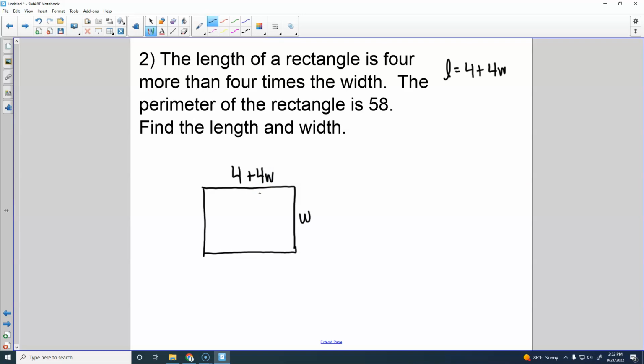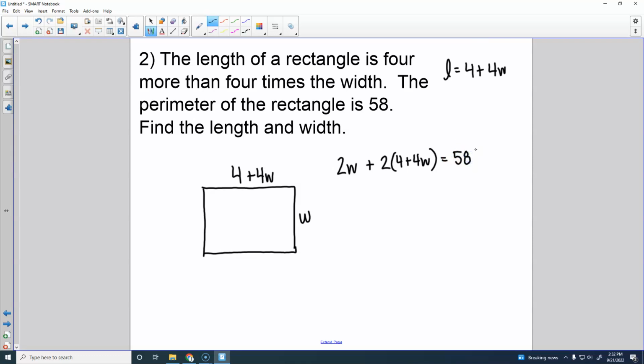Now, I could do the problem just like I did the last problem, but I'm going to do it this way. I've got a width right here. 2 sides are going to have that width, correct? So I'm going to just call it 2W. Is that okay with you guys? And then I've got 4 plus 4W, but I have 2 sides that have that length. So I'm going to call it 2 times 4 plus 4W. And that should give me my perimeter, which is 58.